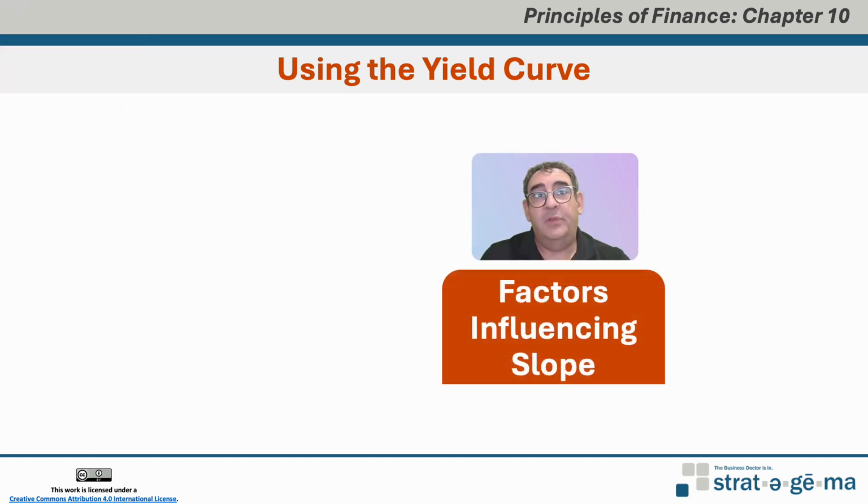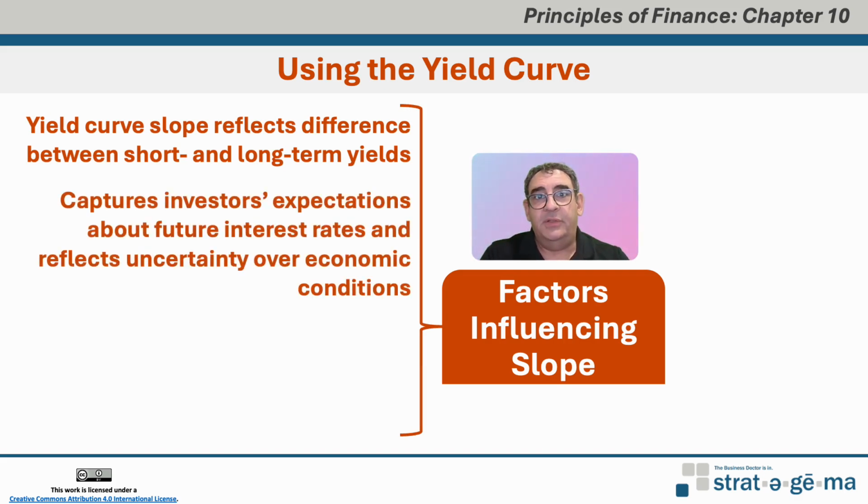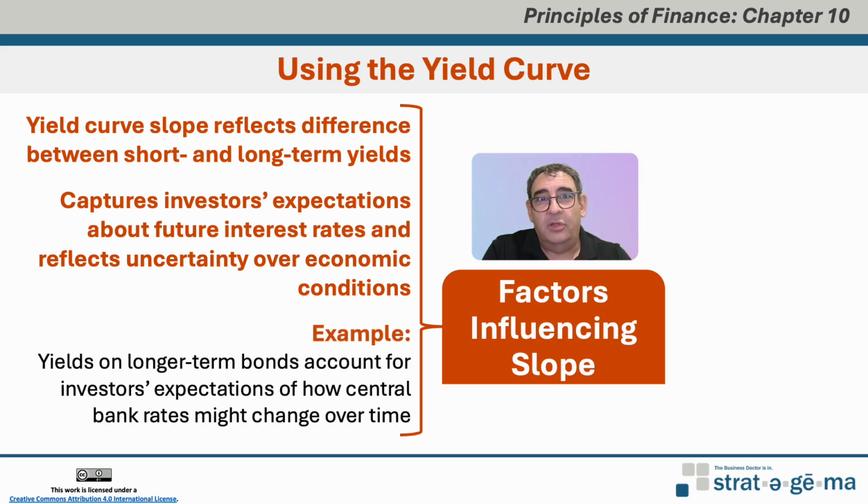In terms of factors that influence the slope, as we've seen, the yield curve slope reflects the difference between the short-term and the long-term rates. This captures investors' expectations about future interest rates and reflects uncertainty over economic conditions, which is what we've just seen. The economic outlook for the next 5 to 10 years perhaps is looking a little bleak. We won't know until it actually happens, but this is considered to be a reasonable predictive indicator. So for example, those yields on longer term bonds can account for investors' expectations of how the central bank interest rates might change over time. And as interest rates drop, so will yields.